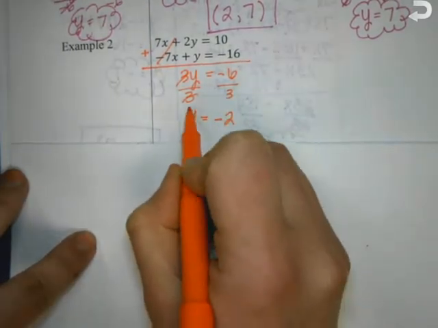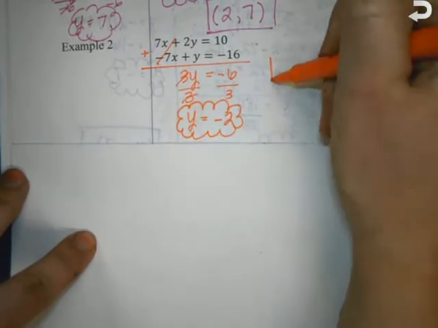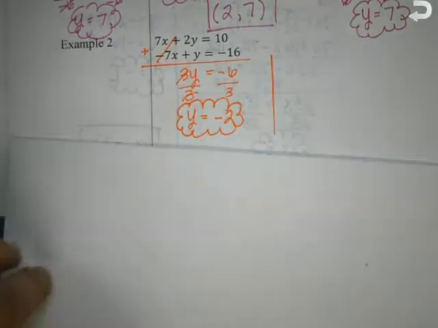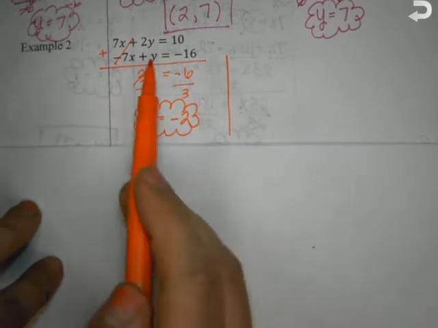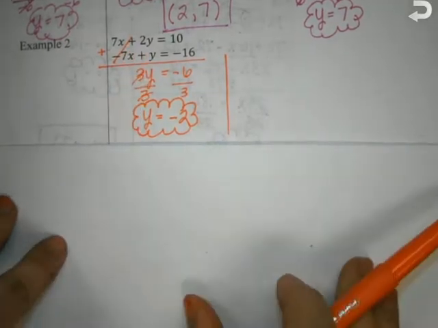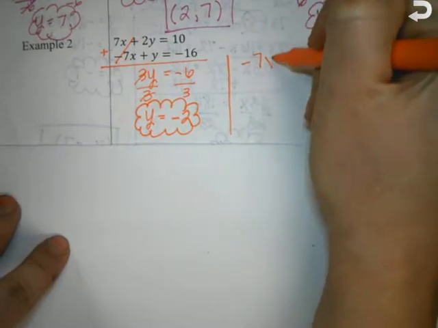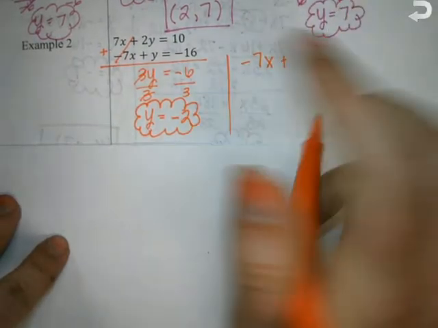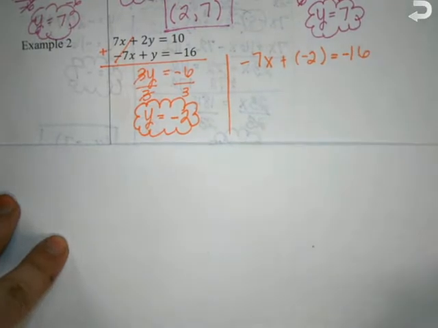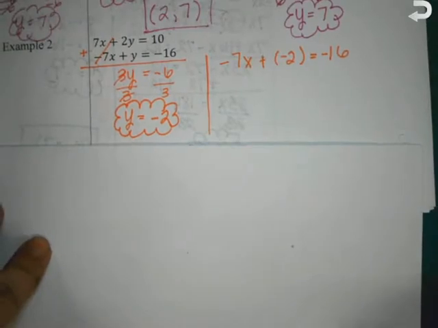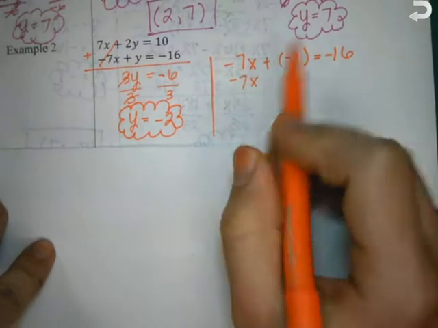Okay. Rex, what do I do next? Plug it in. Which one did you plug it into, the top or the bottom? The bottom? Okay, so that's going to be negative 7x plus negative 2 equals negative 16. Plus a negative is what? This is the same as negative 7x minus 2 equals negative 16, right?